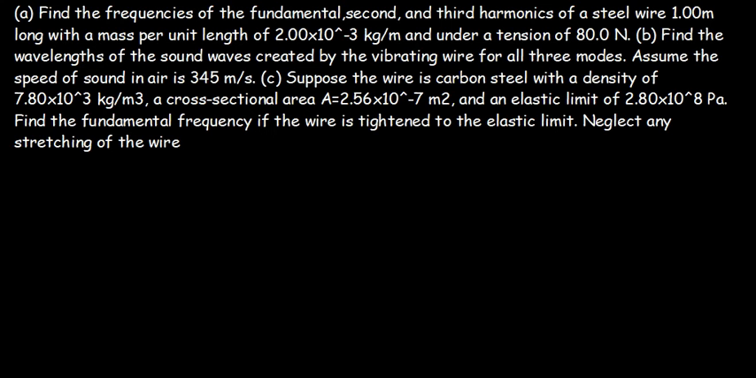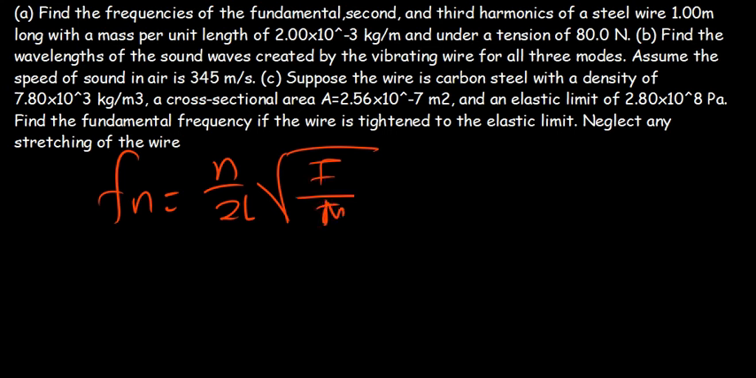Now, given the density, the cross-section area, and the elasticity limit of the wire, find the fundamental frequency if the wire is tightened to the elastic limit, neglecting any stretching of the wire. So what is happening there is, you use this formula. Elasticity limit is given by force divided by area. And we want to find the frequency. First we need to find the tension force, because I have to use this formula where n will be equal to 1. So I need first to find the mu value. Since we are talking about the same wire, I'm going to use the first one, which is 2.00 times 10 to the power negative 3. That is going to be the mu value.